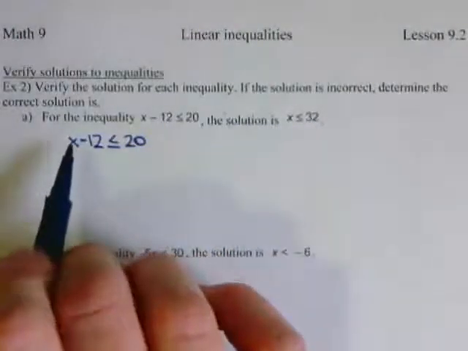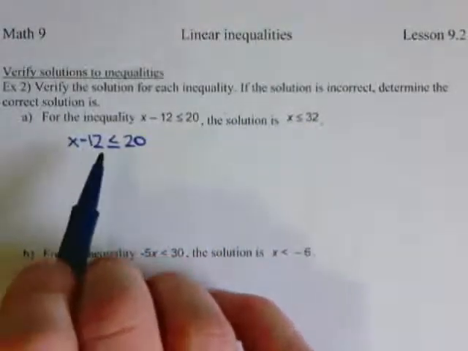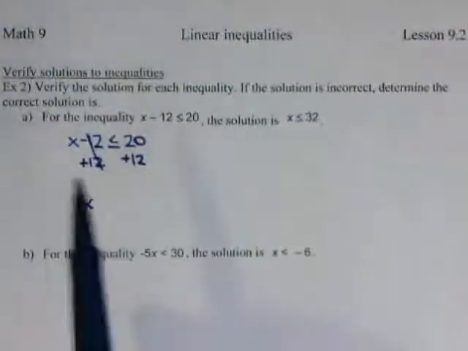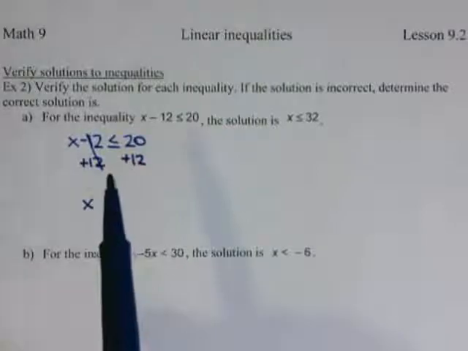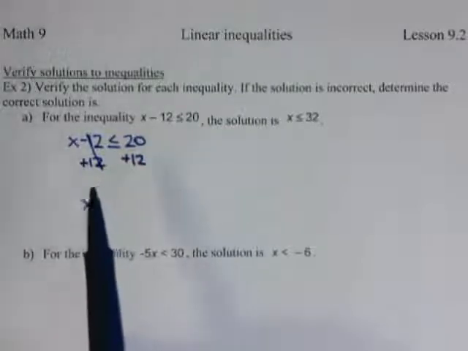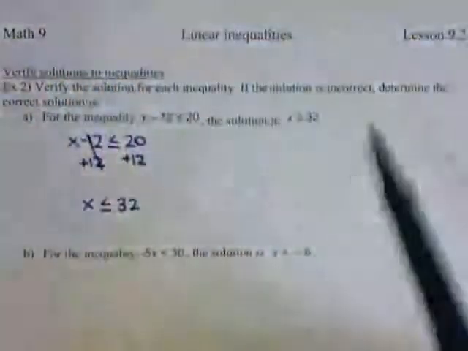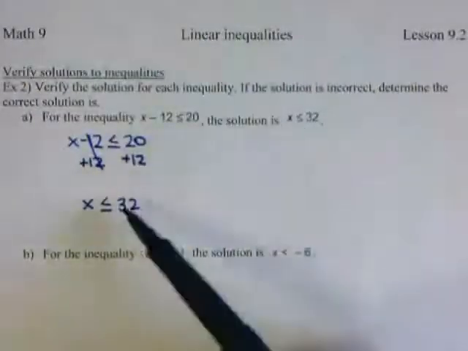So it's X minus 12, so that's a subtraction. Therefore, we have to simply add 12 to both sides. So X, now because I added, that has nothing to do with the rule of reversing or switching the inequality symbol. So that will remain the same. And then it's 20 plus 12, which gives me 32. So is this the correct solution? Yes, it is.